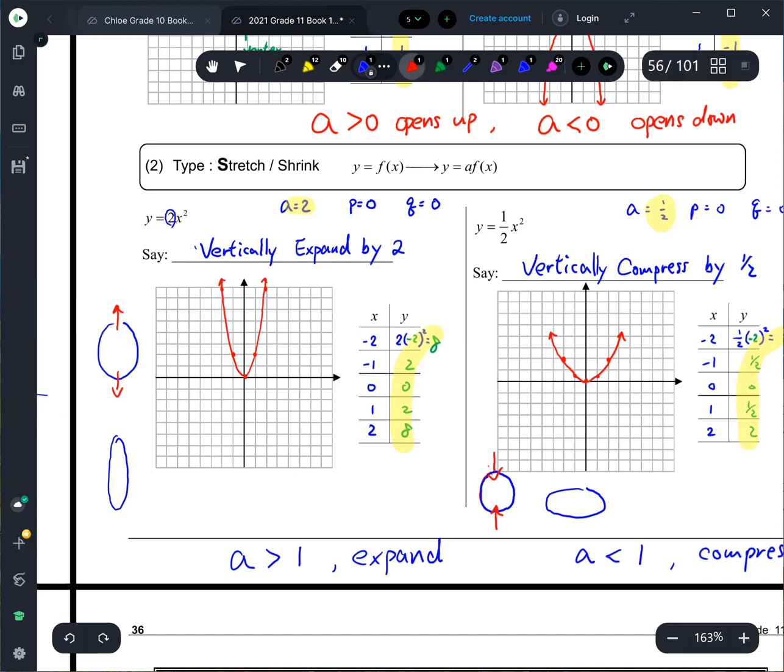So what happens is we add a symbol called the absolute value. Does anyone know what absolute value means? Can you raise your hand if you have heard of absolute value?